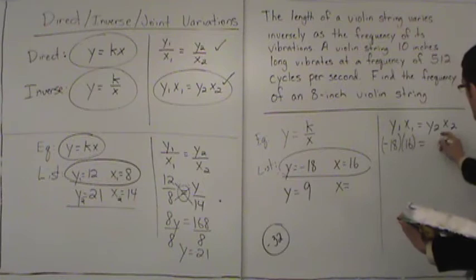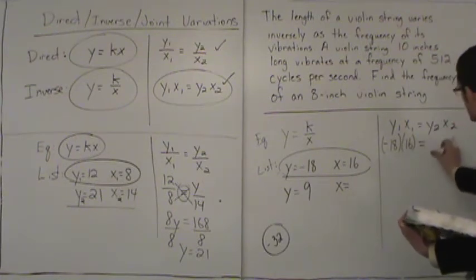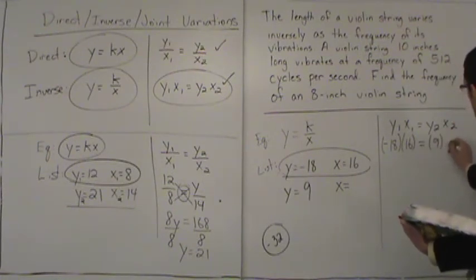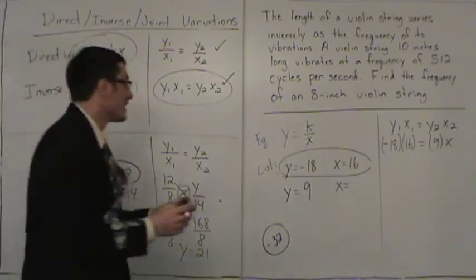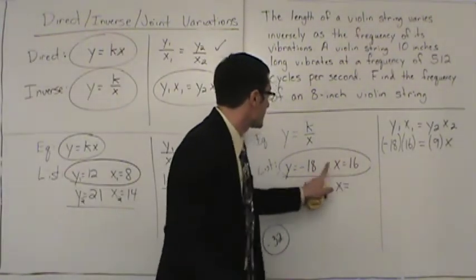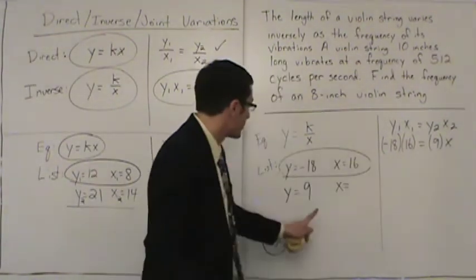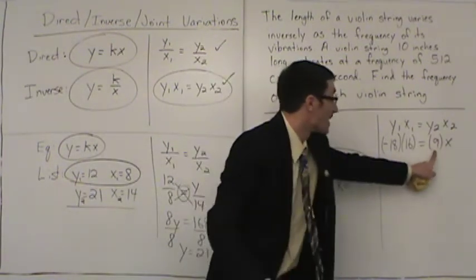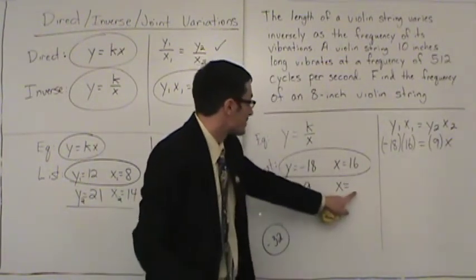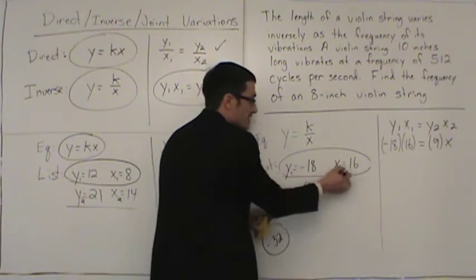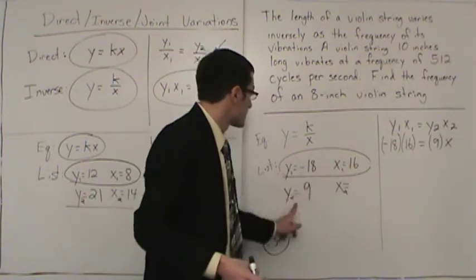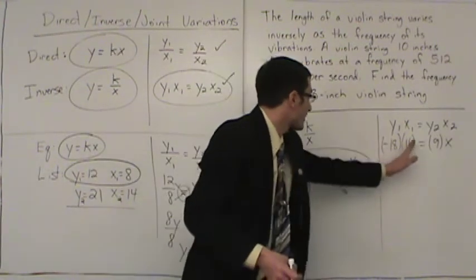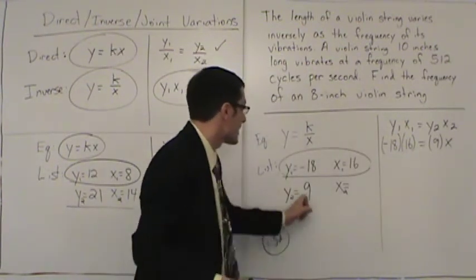Find x when y is 9. So we're going to put in 9 for y2, and we don't know x2, so we're just going to call it some unknown x. Now, what did I do? I put in negative 18 and 16 for y1, x1, and I put in the 9 for y2. We don't know x2. So y1 x1, negative 18 times 16, is the same as 9 times something.